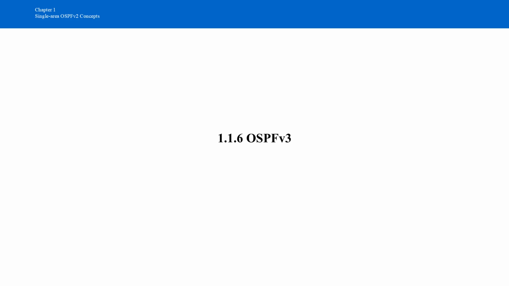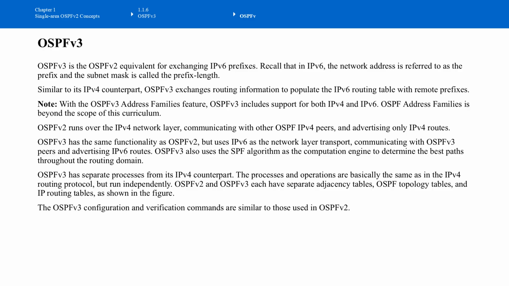1.1.6 OSPFv3. OSPFv3 is the OSPFv2 equivalent for exchanging IPv6 prefixes. Recall that in IPv6, the network address is referred to as the prefix and the subnet mask is called the prefix length. Similar to its IPv4 counterpart, OSPFv3 exchanges routing information to populate the IPv6 routing table with remote prefixes.